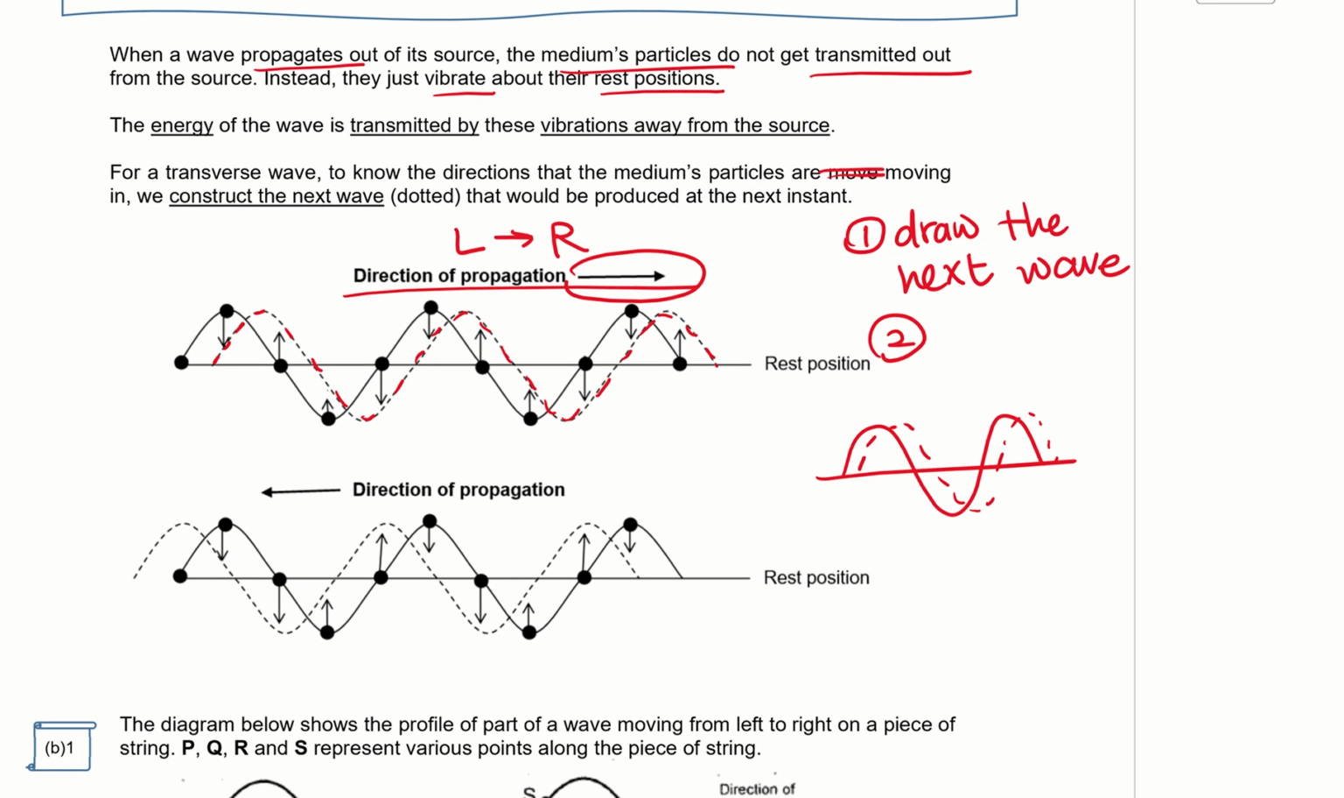Next, if we are talking about this particle that is on the crest, we know for certain, because the crest is the maximum height, maximum displacement, this particle is going to be going down. Similarly for this particle as well, and this particle.